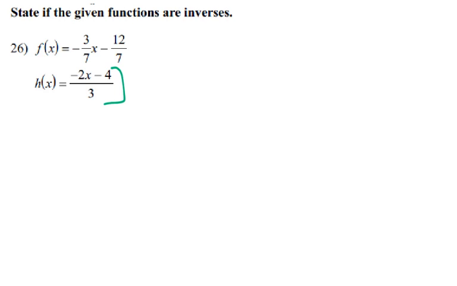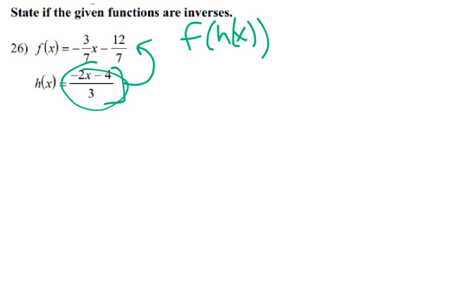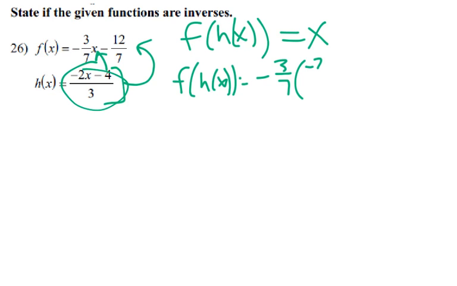Alright, so now, how do we decide if two functions are inverse as kind of a review? Well, I can take this, find its inverse, see if it matches up to that, or I can do the f of h of x, where I plug in this for the value of x, then I solve it and see if it equals x. If it equals x, then I know it's an inverse. So let's try that. So f of h of x would equal negative 3/7 times (negative 2x minus 4 over 3) minus 12 over 7.